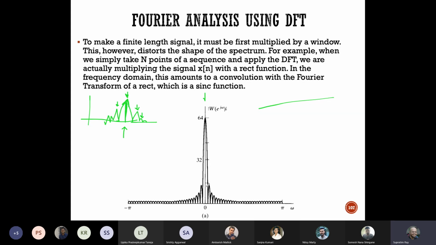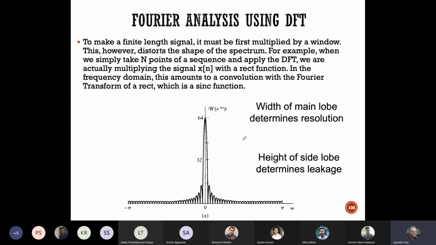However, now that I'm telling you that every signal gets multiplied by some function, the default being a rect function, I could choose to multiply the signal with some other function, which is called a window, in the hope that this spectral leakage can be reduced.